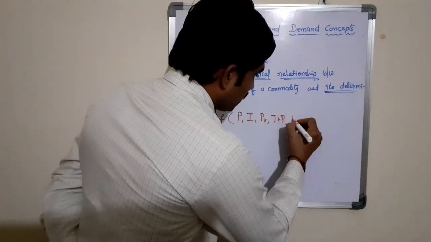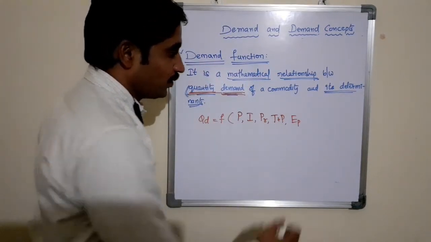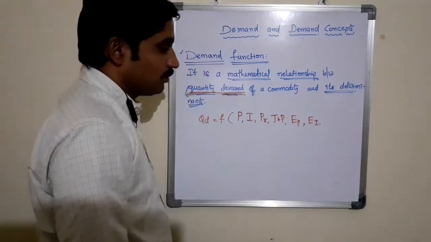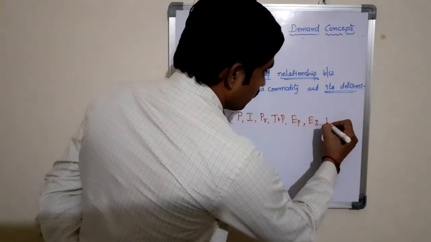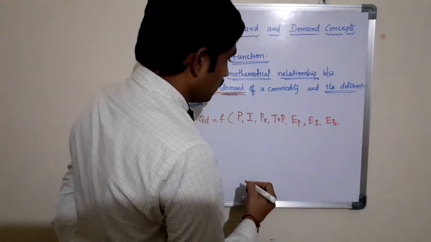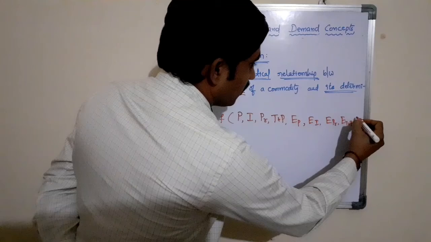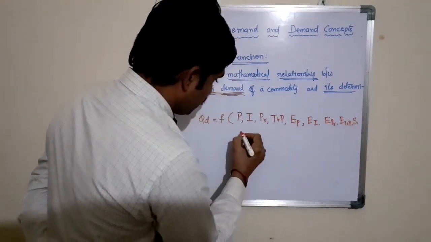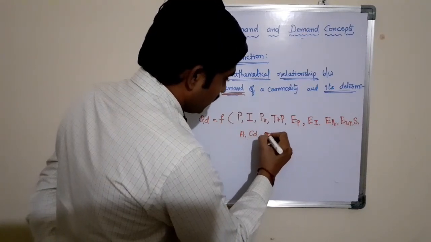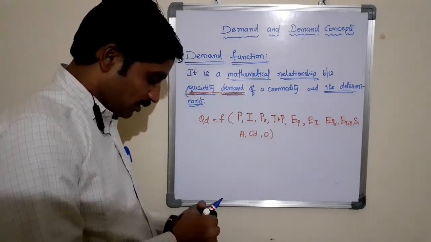And the next one is expected prices of the product or commodity in the future. Then next one is expected income level of the consumers in the future. Then next one is expected prices of related goods, expected taste and preferences of the customer, size of the population, advertisement, distribution of consumers, and others. All these are called determinants of the demand.